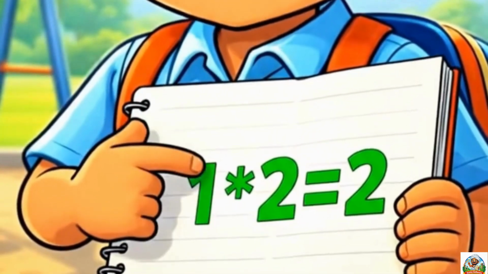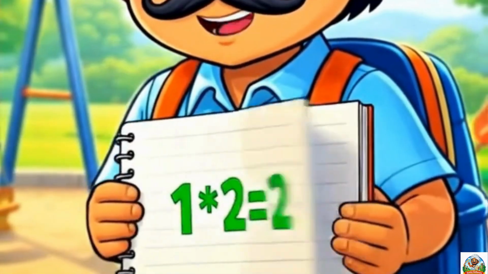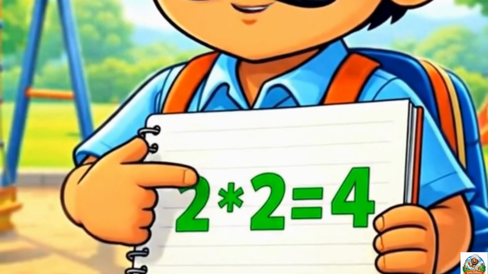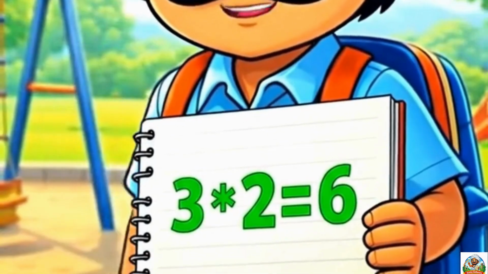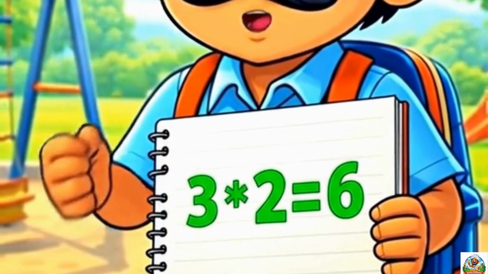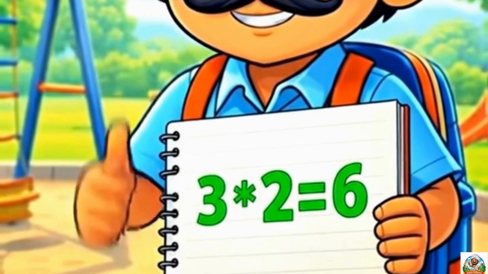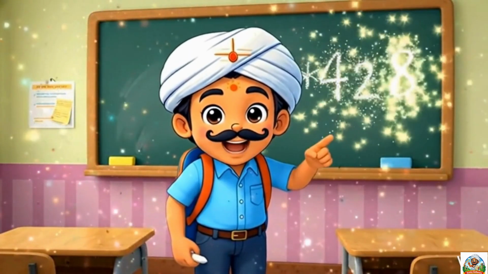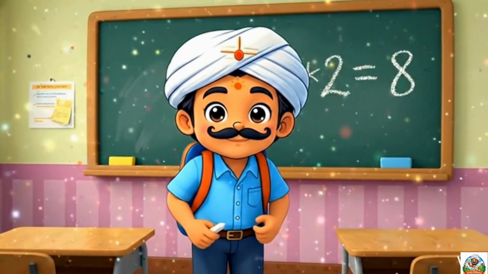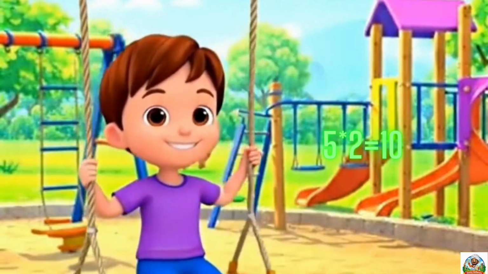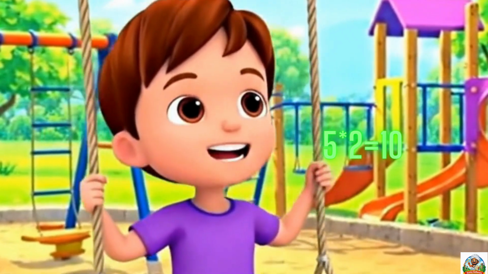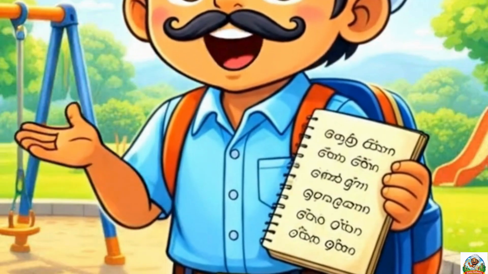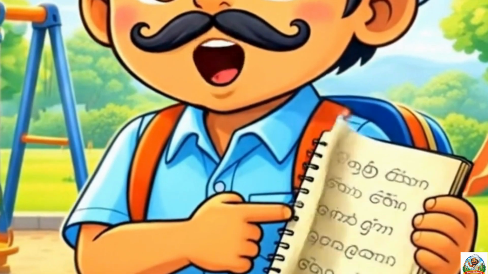One times two, two. 2 times 2 equals 4. 3 times 2 equals 6. Good job everyone. 4 times 2 equals 8. 5 times 2 equals 10. 6 times 2 equals 12.